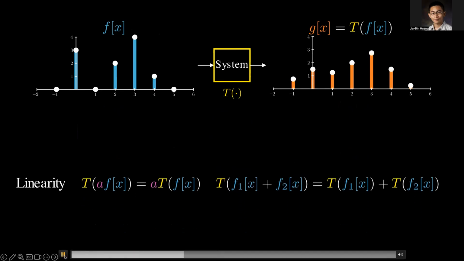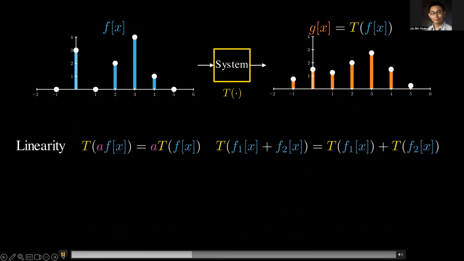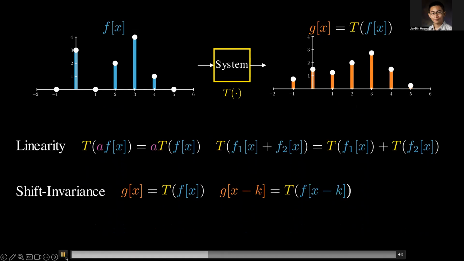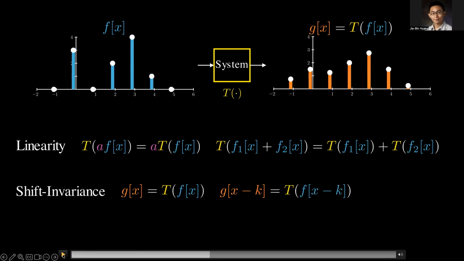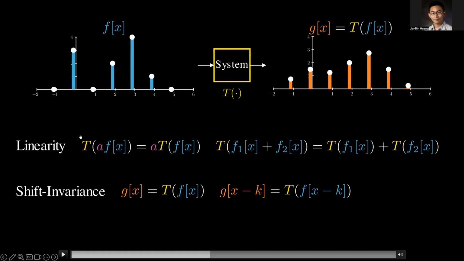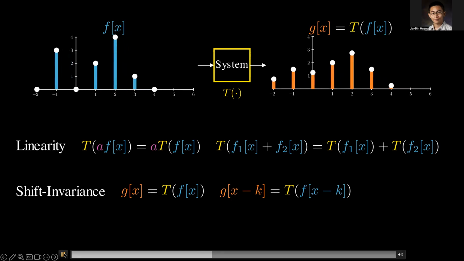And there's another one that is called shift invariance. What shift invariance means is that if I have a signal f of x that gives you g, and I shift the signal to f of x minus k, the output is the same signal but shifted. That means that if I shift the input signal, the output will shift correspondingly. So visually, this looks like this.